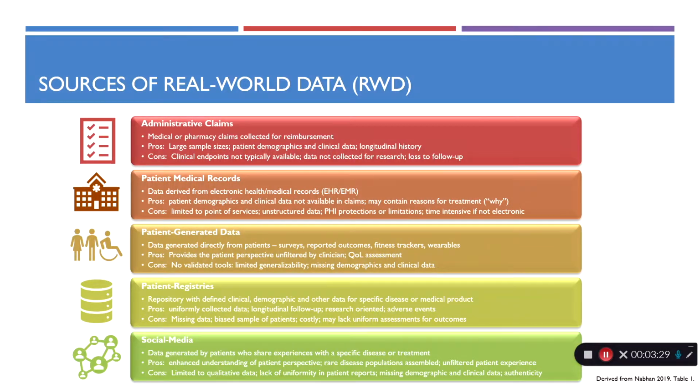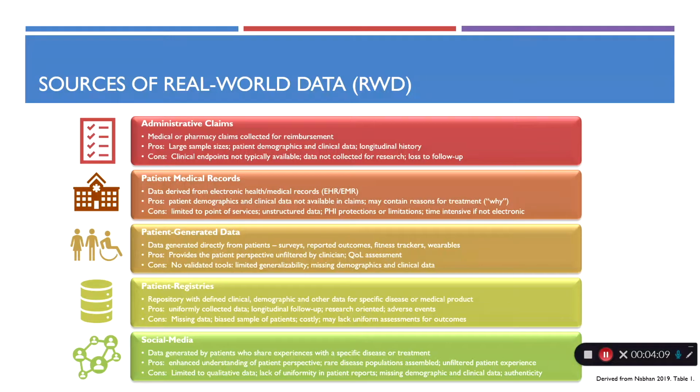When we're talking about sources of real-world data, these are the most common that are discussed, particularly in the readings that I provided to you. Let's start with administrative claims. Administrative claims are insurance claims. Whenever you go to the doctor and you hand them your insurance card, or you go to the pharmacy, or you go to the hospital, and you have insurance coverage, that clinic or hospital or doctor is going to file a claim with your insurance company to get reimbursed. Those claims data contain a lot of information, and the payers maintain databases of these insurance claims.